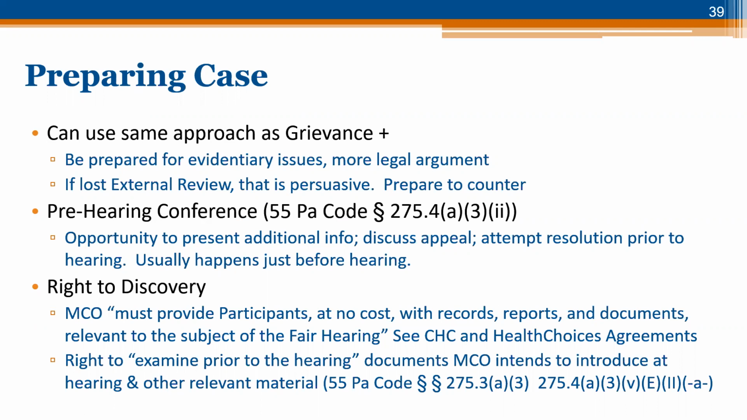There is a pre-hearing conference. This happens right before the hearing. The judge will say, here, I'm giving you 5 minutes or so to discuss settlement. You can try, sometimes it works, sometimes it doesn't. And then again, there's a right to discovery. You might have a lot of this stuff, but you also want to make sure you get everything the plan's going to rely on and their list of witnesses.